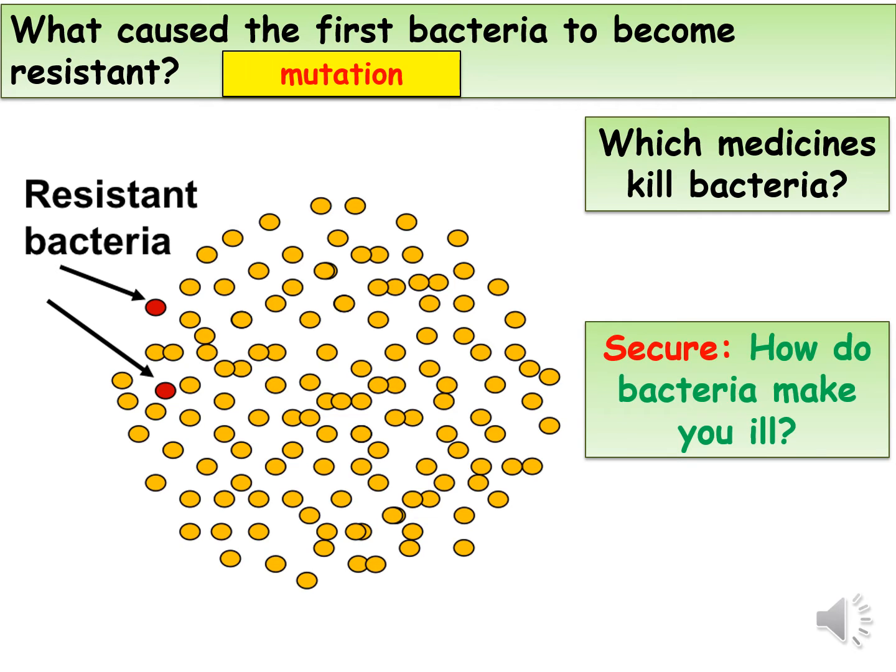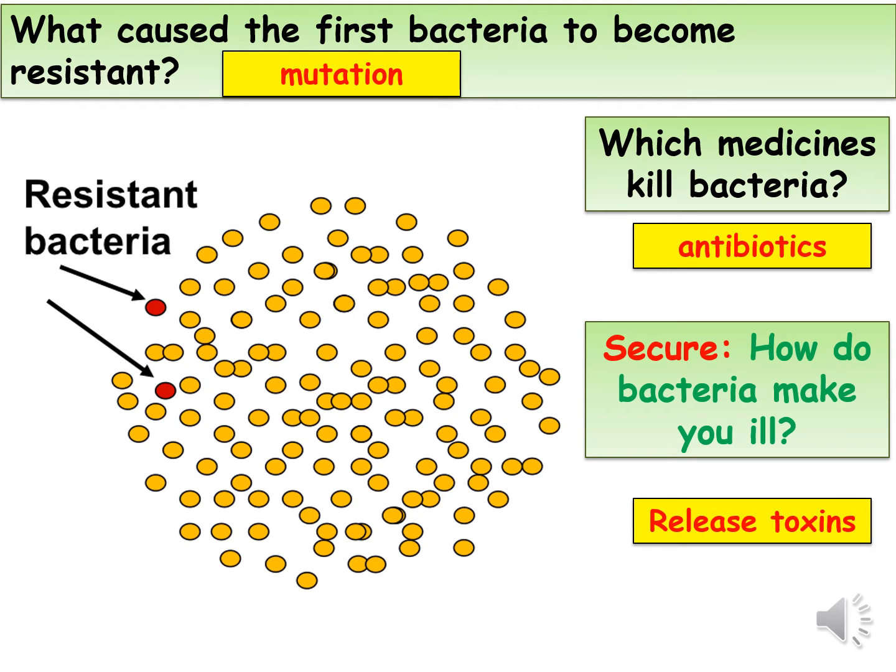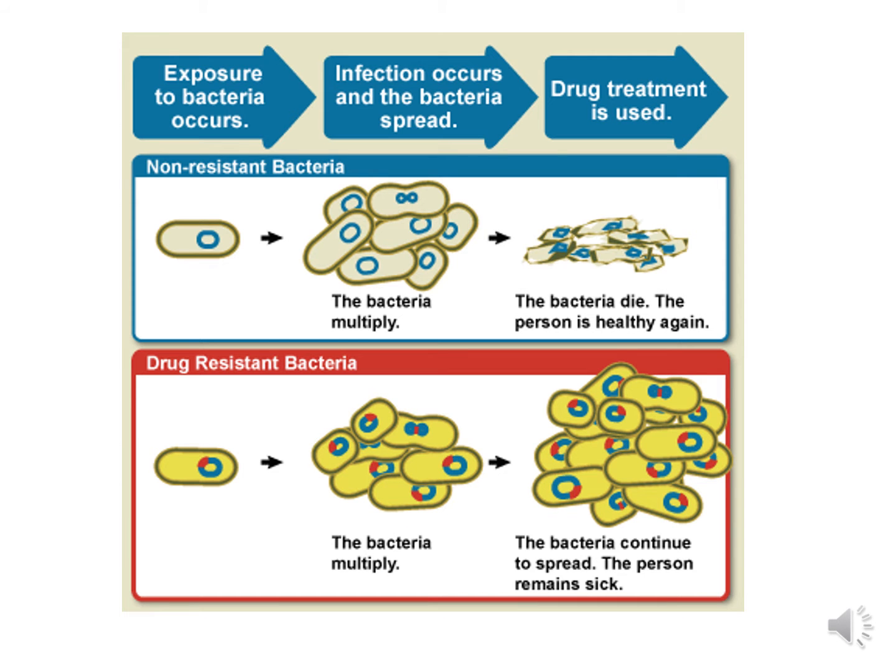Normally, antibiotics treat bacteria. Bacteria make us ill by releasing toxins, and the antibiotics neutralize the effects of those toxins. So what happens when your body is infected with non-resistant bacteria? The bacteria multiply through binary fission. At this point, the bacteria spreads and you will start to become sick. You would then take antibiotics to treat the infection, the bacteria will die and you'd get better again.